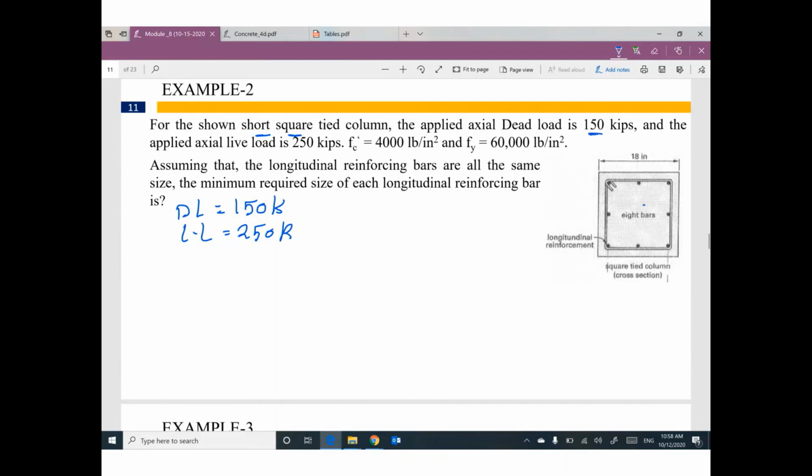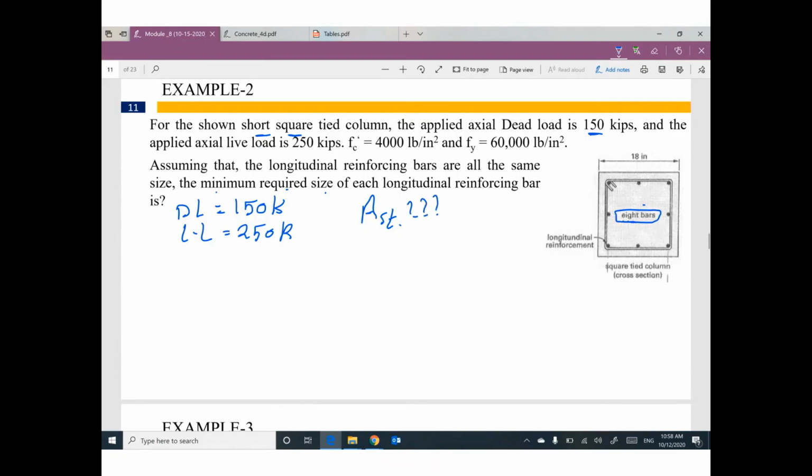F prime C is given, F yield is given. What is the minimum required size of each longitudinal reinforcement? So we are looking for area steel. By the way, the problem said make sure you are using 8 bars. So area steel is still unknown.